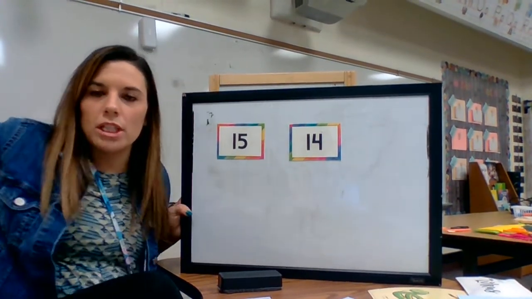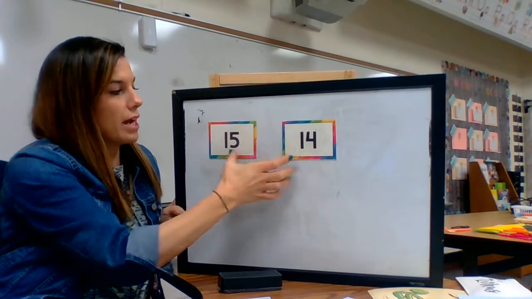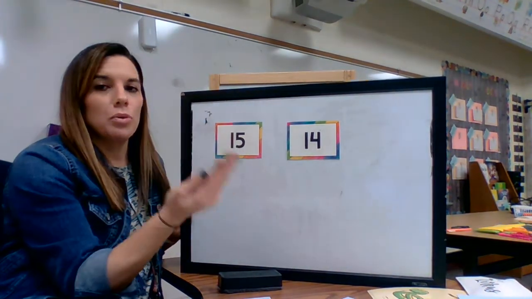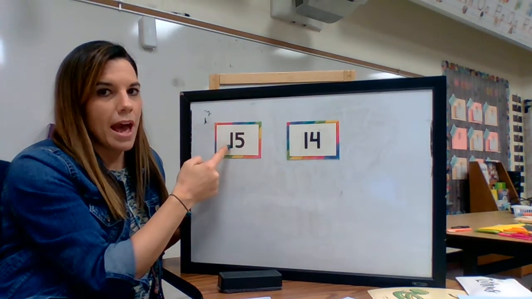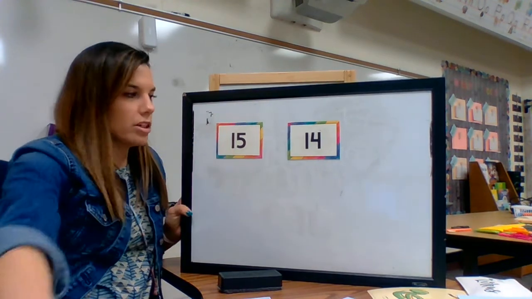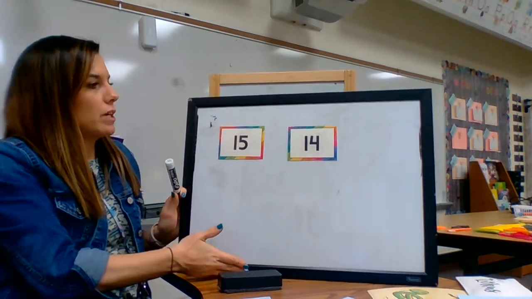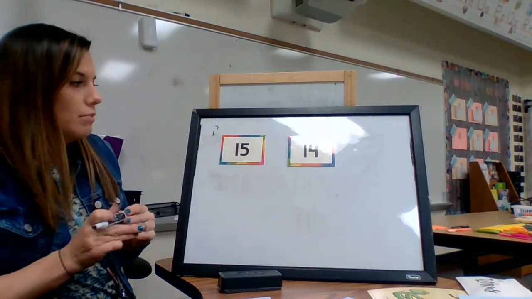Okay, so what makes comparing teen numbers a little bit difficult is that usually when we compare numbers, we want to look to see in the tens place which number has more groups of 10, okay? When we're working with teen numbers, all of our teen numbers have one group of 10. So it makes it a little bit more difficult to compare the numbers to figure out which ones are bigger and which ones are smaller. So I'm going to show you a trick, okay?